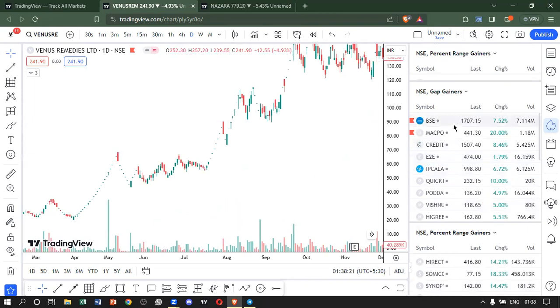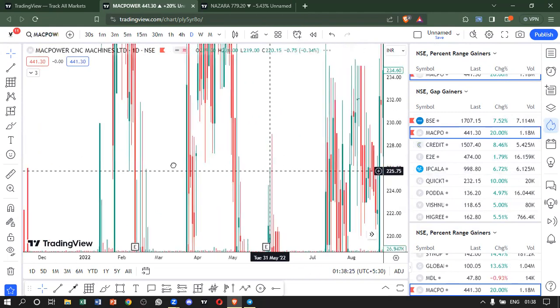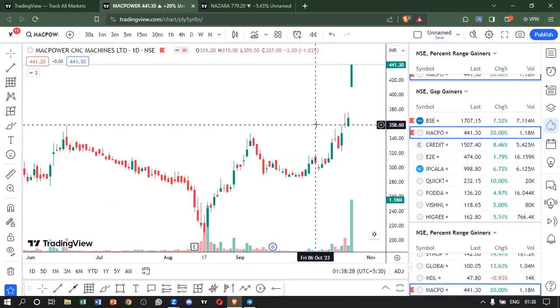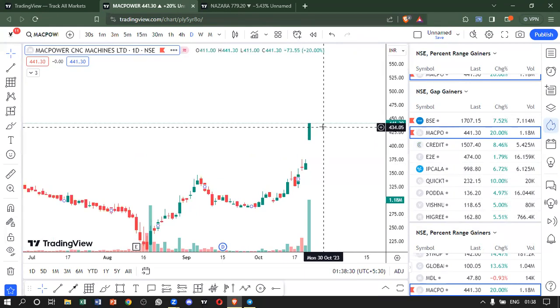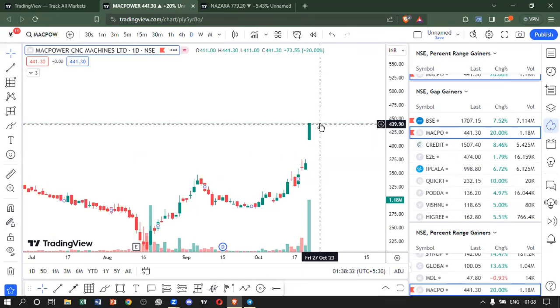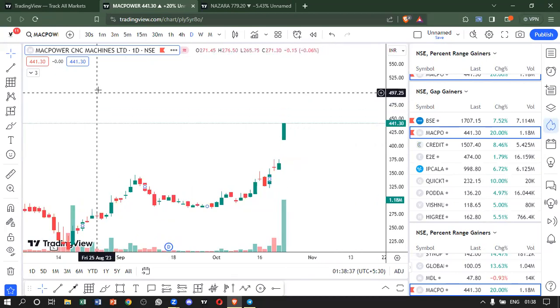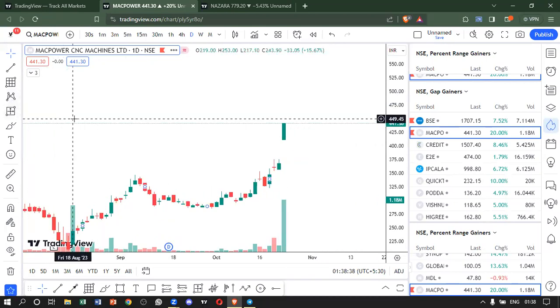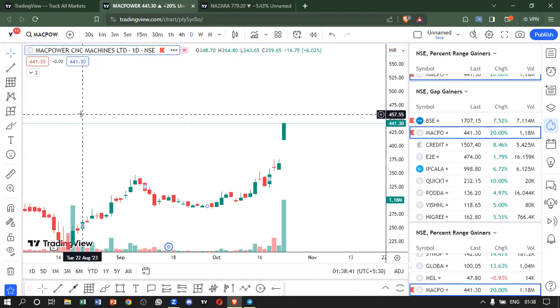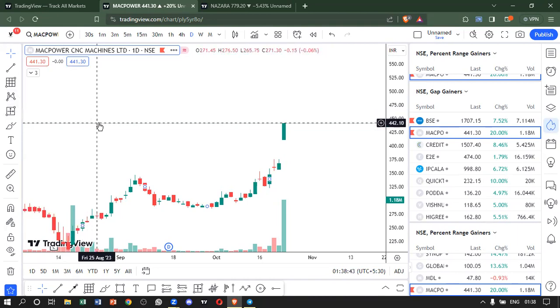Even today, there were some stocks that hit upper circuits. Mac Power is one such stock that hit a 20% upper circuit today. I have this stock in my portfolio. I have bought this stock, and tomorrow I expect it to open a little bit gap up, like say 1%, 2%, 3%, whatever the markets will reward me for the kind of efforts that I've put in.